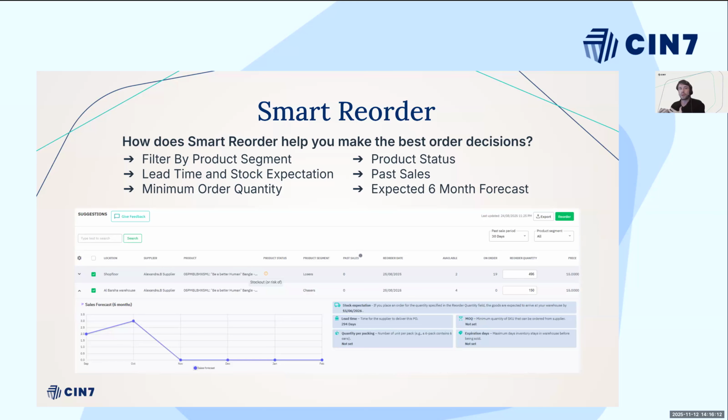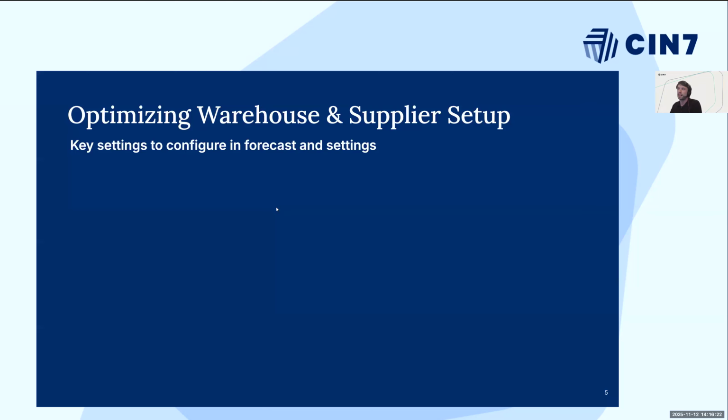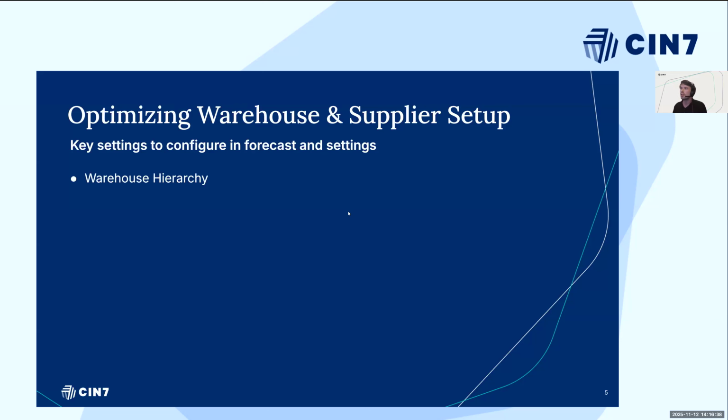So what are some of the ways that you can improve those? What are some particular settings you might want to think about setting up to make sure that what you're seeing here is the best data possible? Well, that's where it comes into optimizing your warehouse and supplier setup, right? What are some of the key settings that are needed to configure in order to make sure that what you're seeing in Smart Reorder is accurate and you can trust what's happening in Smart Reorder?